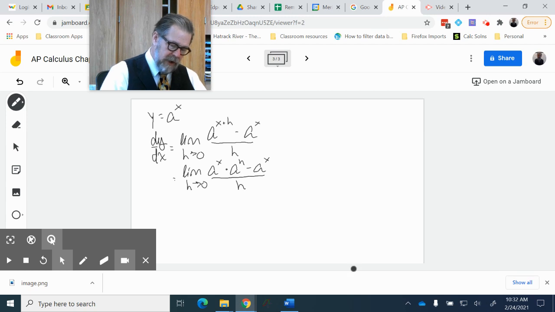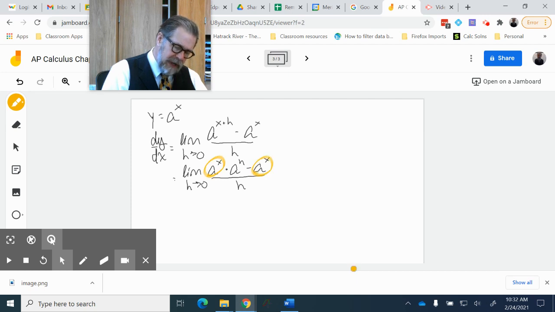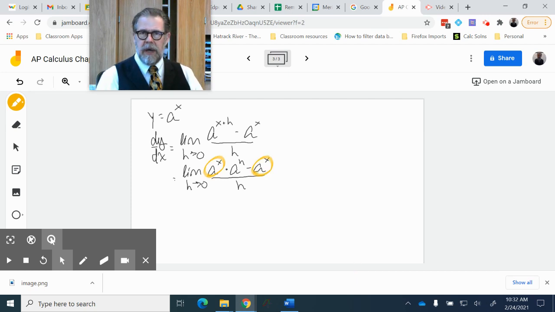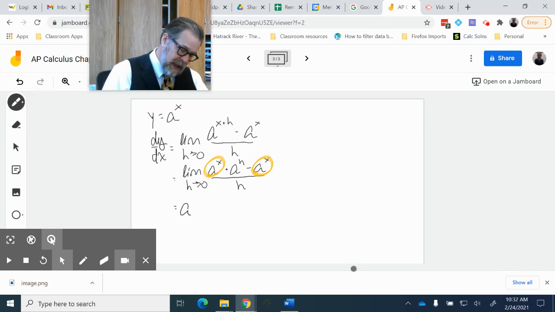I'm going to factor out the a to the x. And when I factor out that a to the x, because it is not a function of h, I can just move it straight out in front of the limit. And so I get a to the x times the limit as h goes to 0 of a to the h minus 1 over h.